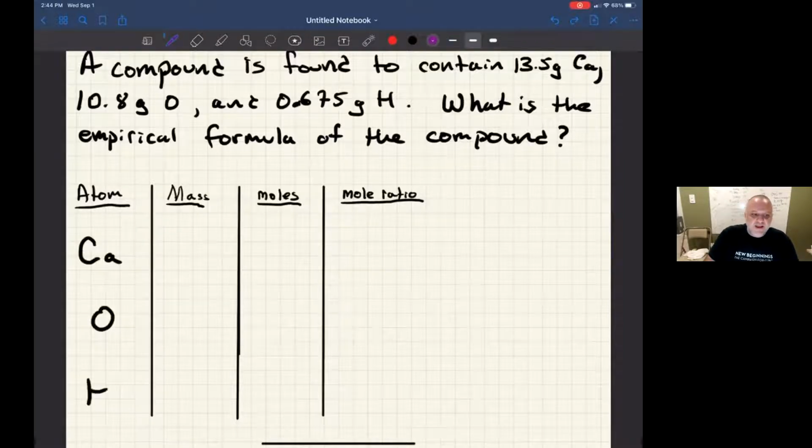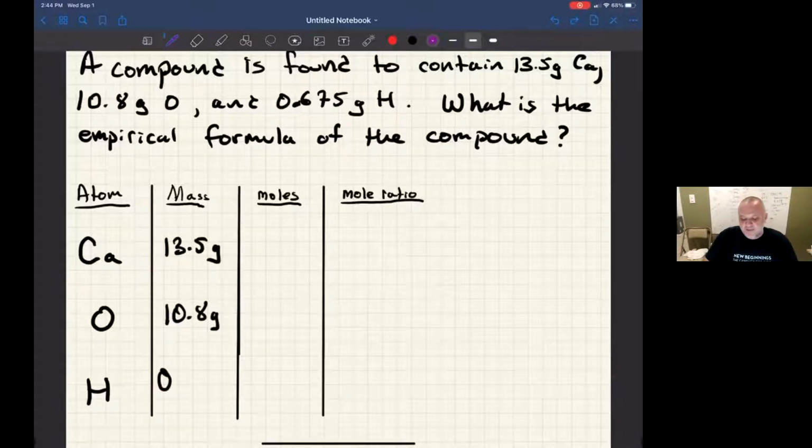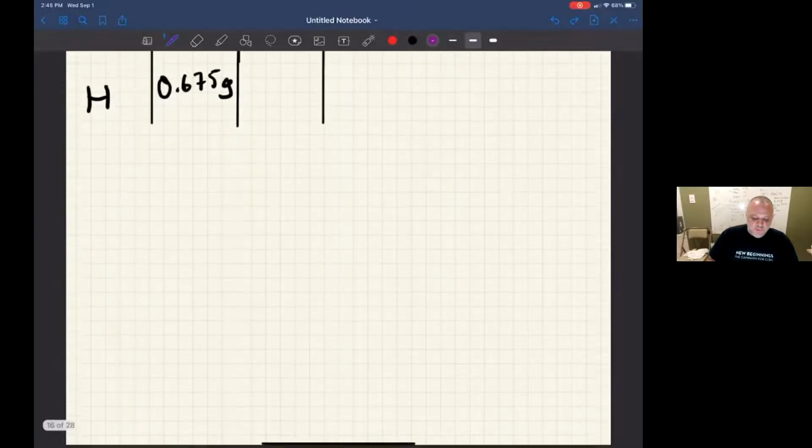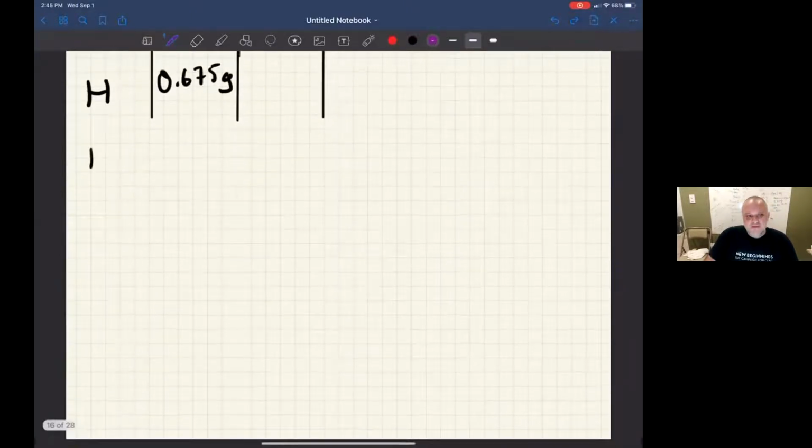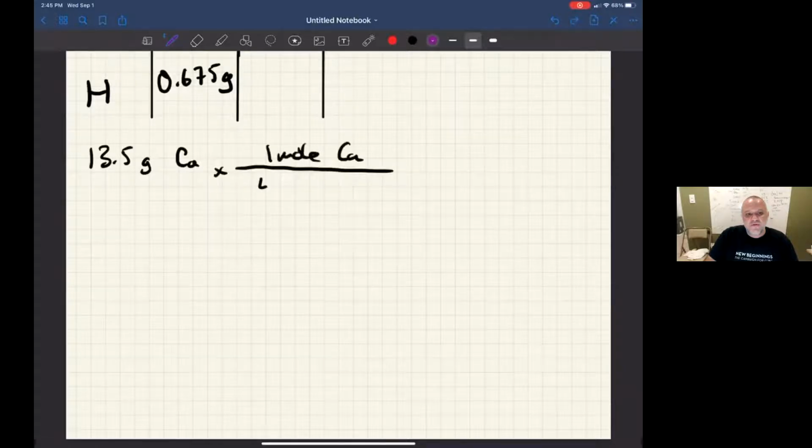So I'll start by writing out each of the three atoms, calcium, hydrogen, and oxygen, and the masses that the problem gave for me. 13.5 grams of calcium, 10.8 grams of oxygen, and 0.675 grams of hydrogen. Now, what I need to do first is convert those masses into moles, because I need to know the number of moles that each of those things represents.